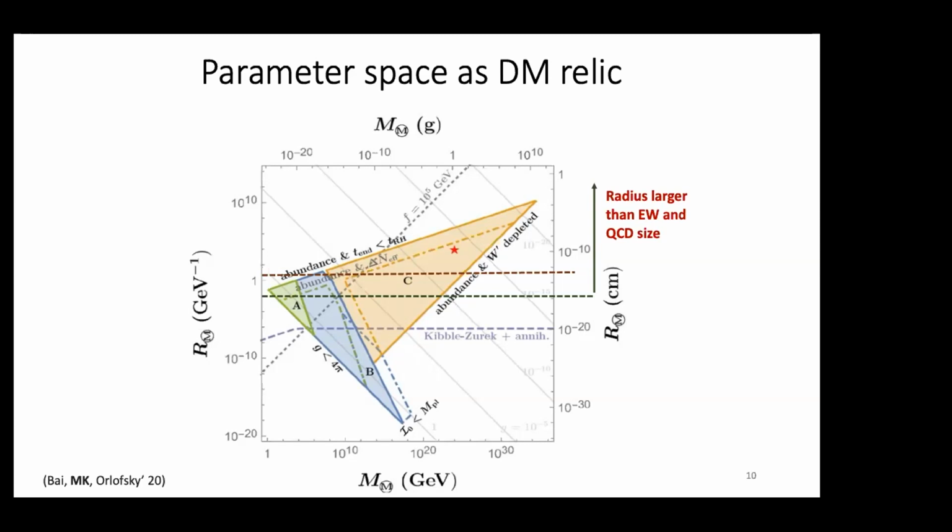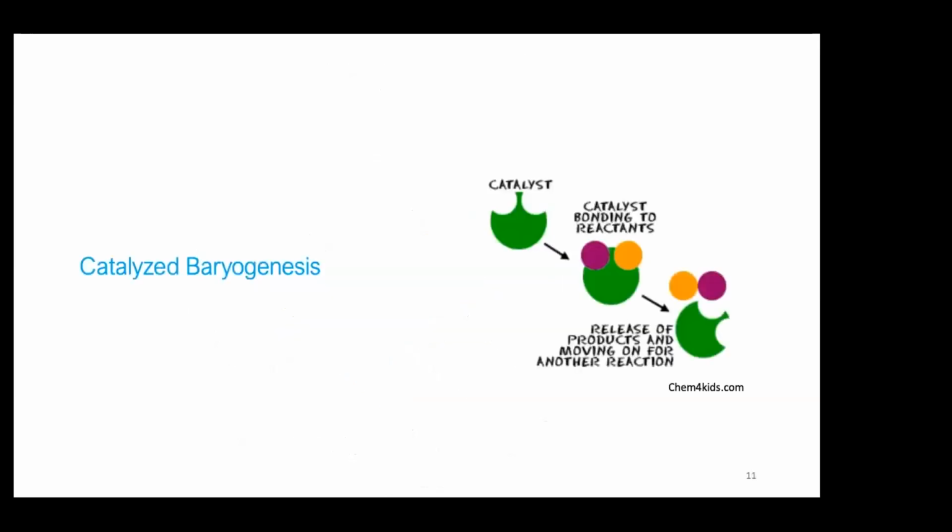Okay, so I showed you how to get the abundance, and how it can be dark matter, because you can produce it as a dark matter relic with the correct abundance. Now let me move on to catalyzed baryogenesis.